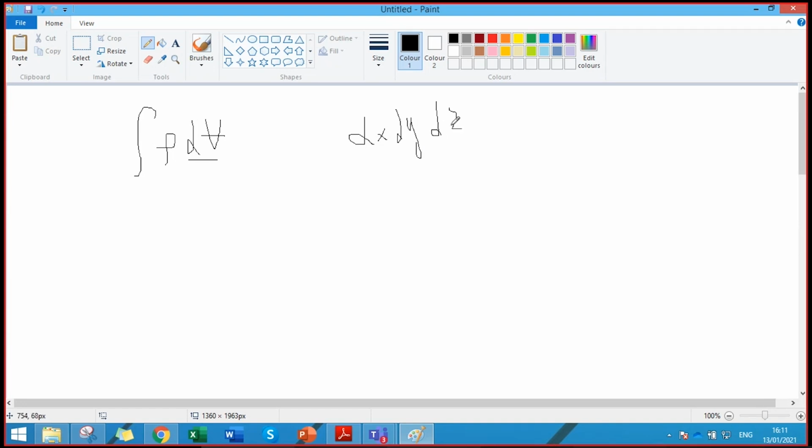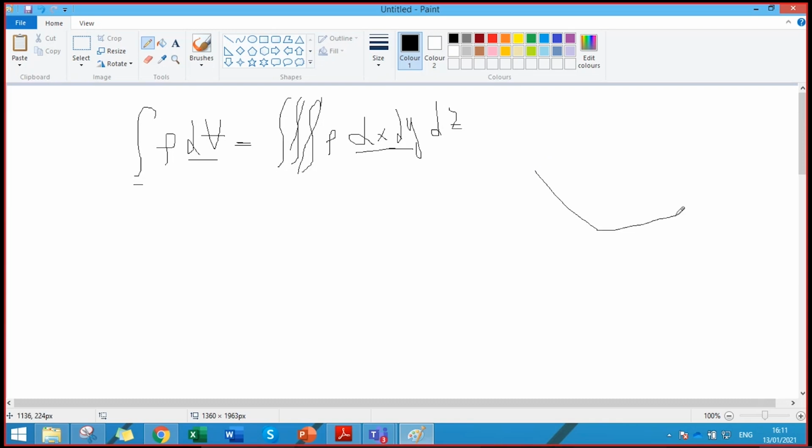So it means I have to integrate this single integral 3 times. One with respect to x, one with respect to y, and one with respect to z. Clear? Yes sir. So if I say dx is constant, it means one integral will be eliminated, the internal one. If I say dy is constant, the second one will be eliminated. The volume only changes with change in z.